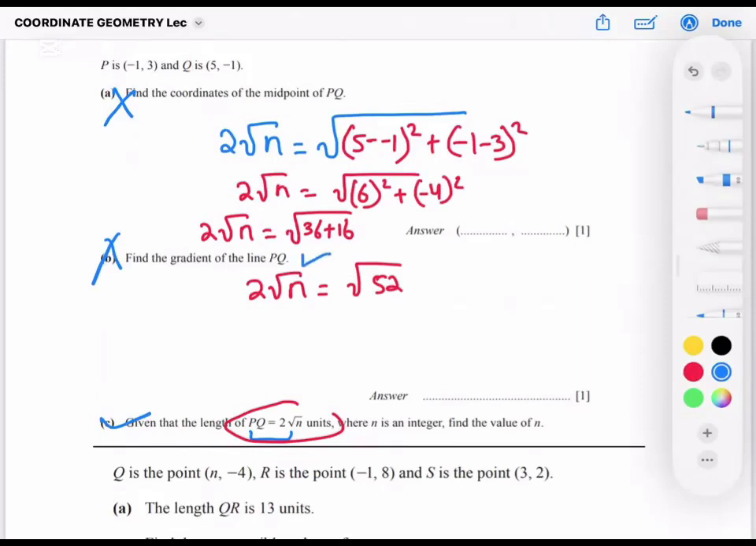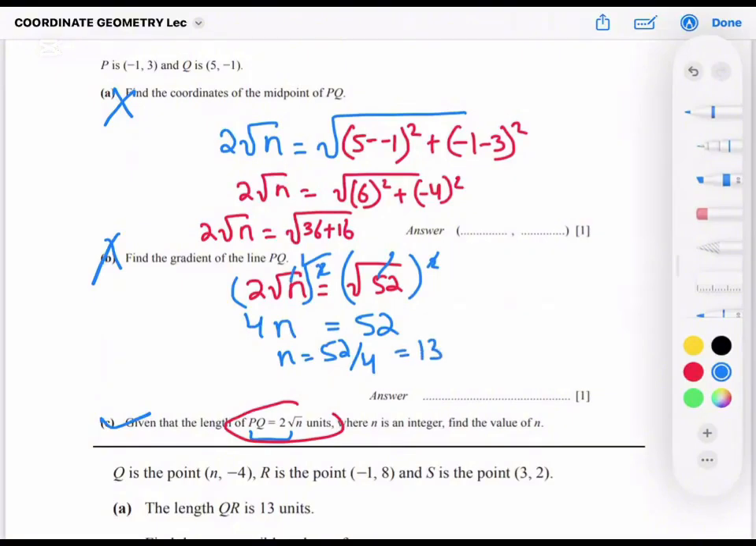Now the question is, we have to find out the value of n. And n is inside the root, so I have to apply square on both sides. So this square root will be cancelled out. This will become 52. And this square will apply to 2, so this 2 will become 4 because 2 squared is 4. And when this square applies to root n, this will be cancelled out. This will become 4n. Now we have to find out the value of n, so we will divide by 4. We'll move 4 to the other side. It will divide. So the final answer will be 13. So the value of n is 13.